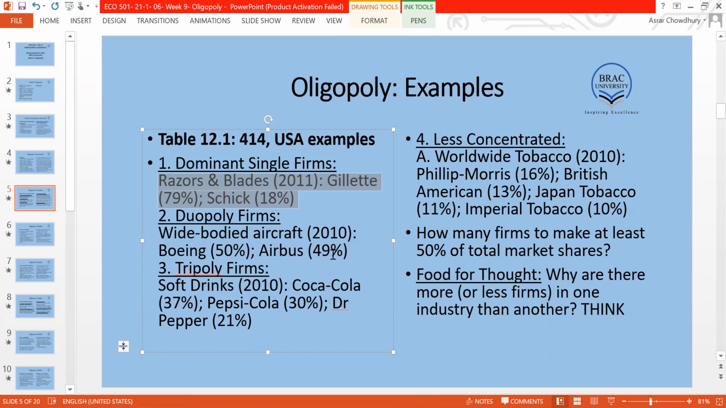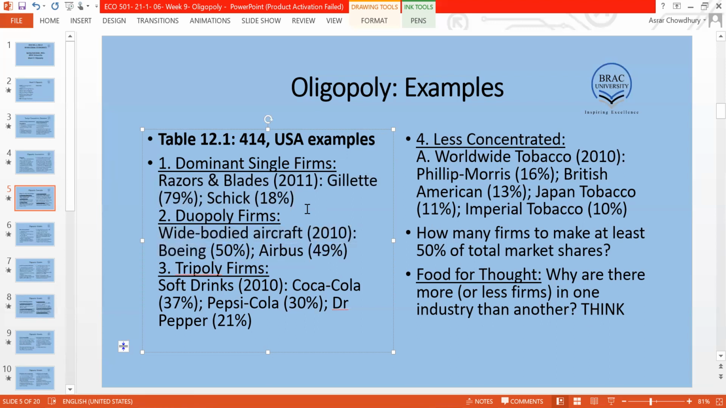So when we talk about few firms, there are four ways of doing it. Number one, the top four firms have 50% market share. Number two, the top three firms are dominant, like this. Number three, the top two firms are dominating, and another one is a single firm dominating.